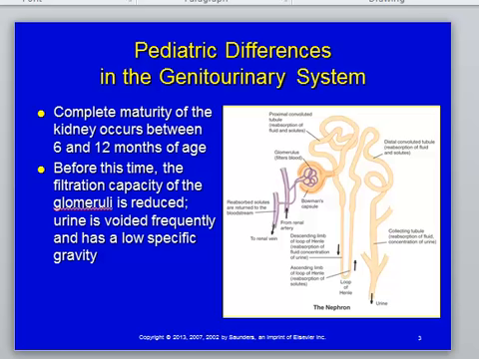There are some differences in the genitourinary system. Complete maturation of the kidney occurs usually between 6 and 12 months of age, and before this time the filtration capacity of the glomeruli is reduced, so urine is voided frequently and has a very, very low specific gravity because of that glomerular filtration rate being reduced. So it's like they can't concentrate urine.